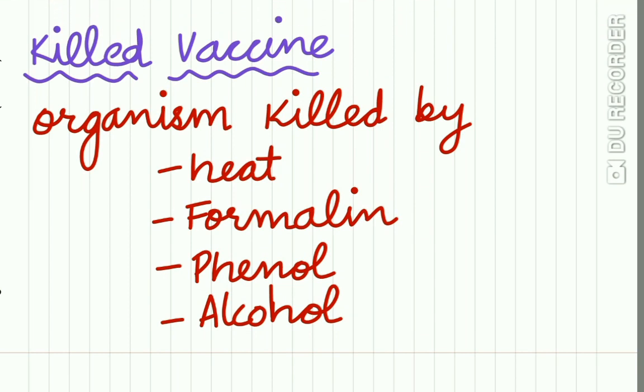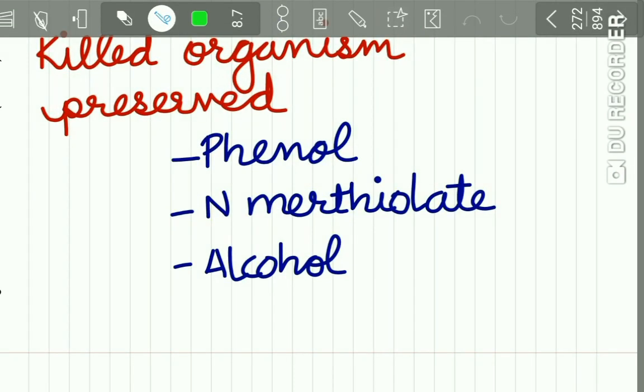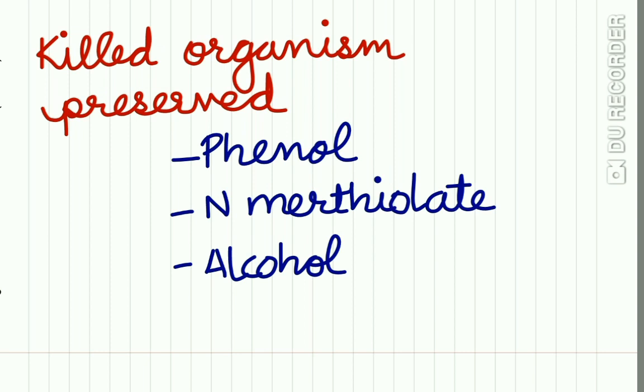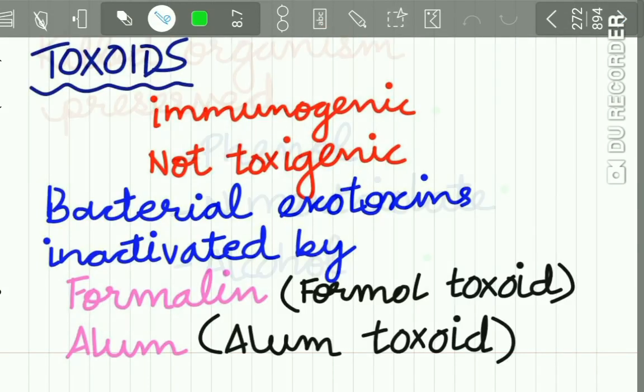Now, how are the organisms killed? The microorganisms are killed by either heat application or use of formalin, phenol or alcohol. Now, these killed organisms are preserved either in phenol or merthiolate or the alcohol.